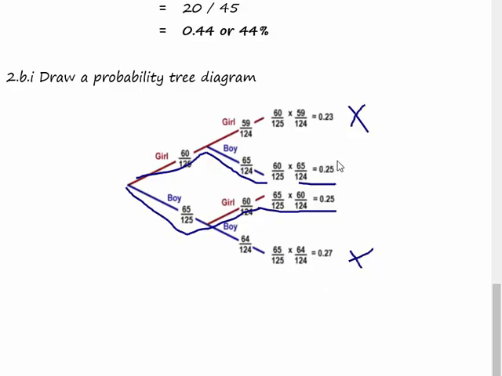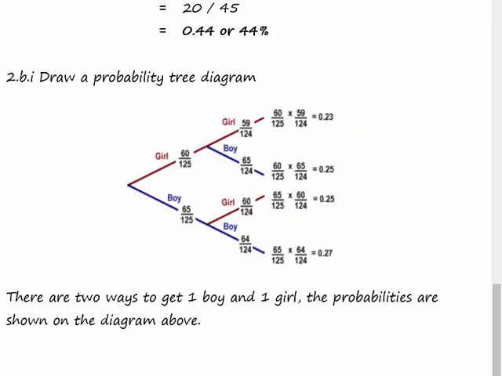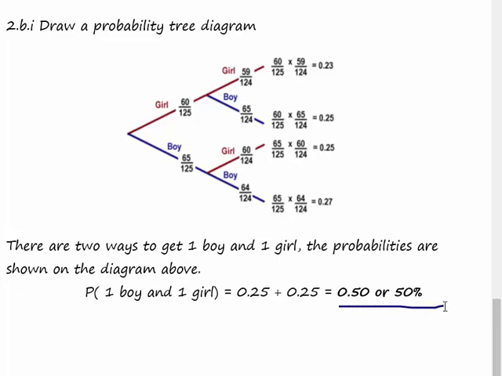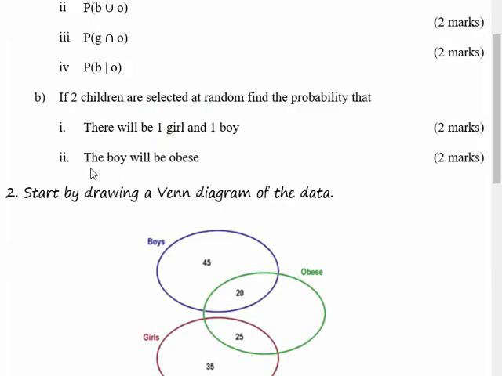Which means that the only 2 parts of this tree are 0.25 and 0.25, which means that the probability of getting one boy and one girl is 0.25 plus 0.25, which is 0.5 or 50%. Part 2. What is the probability that the boy will be obese? It says the boy, which means this boy here.